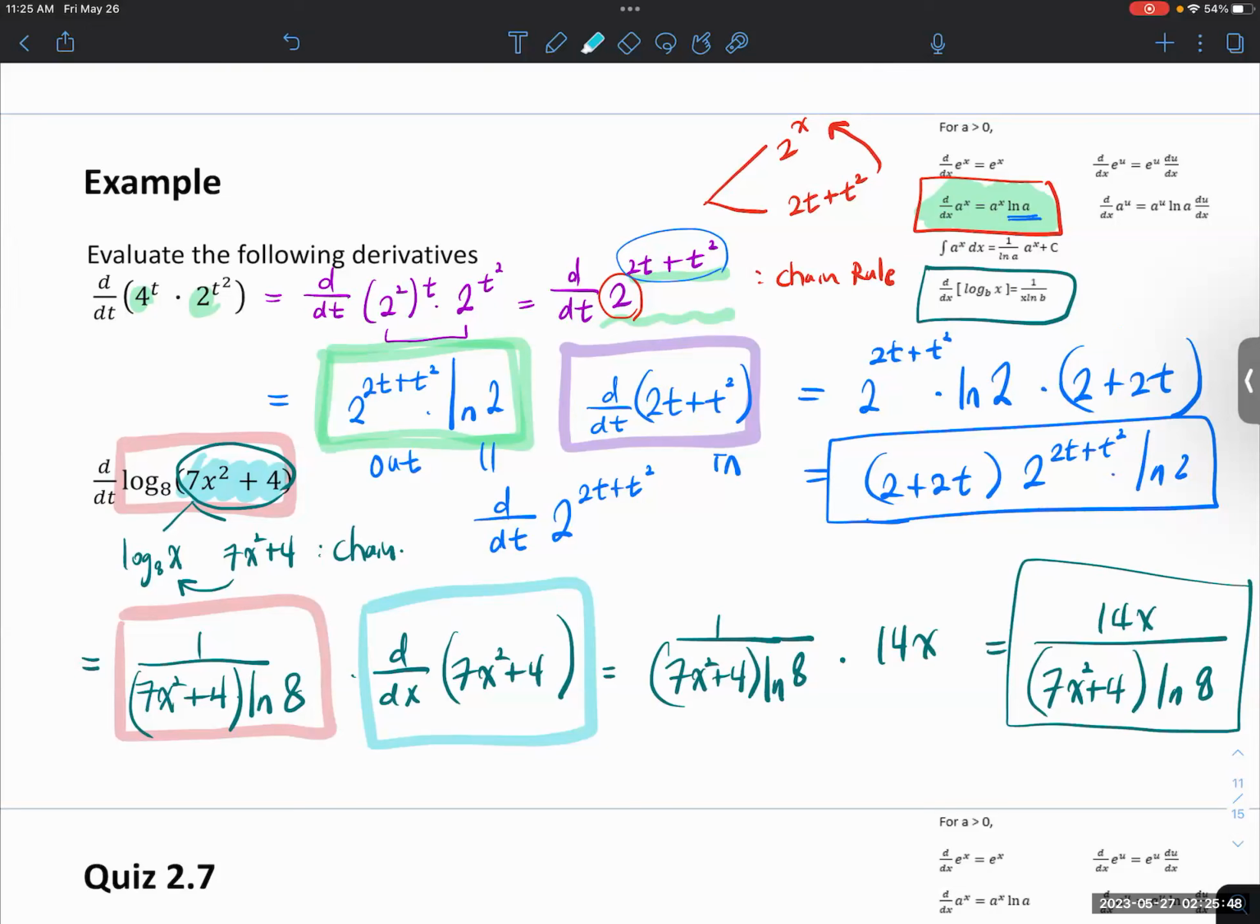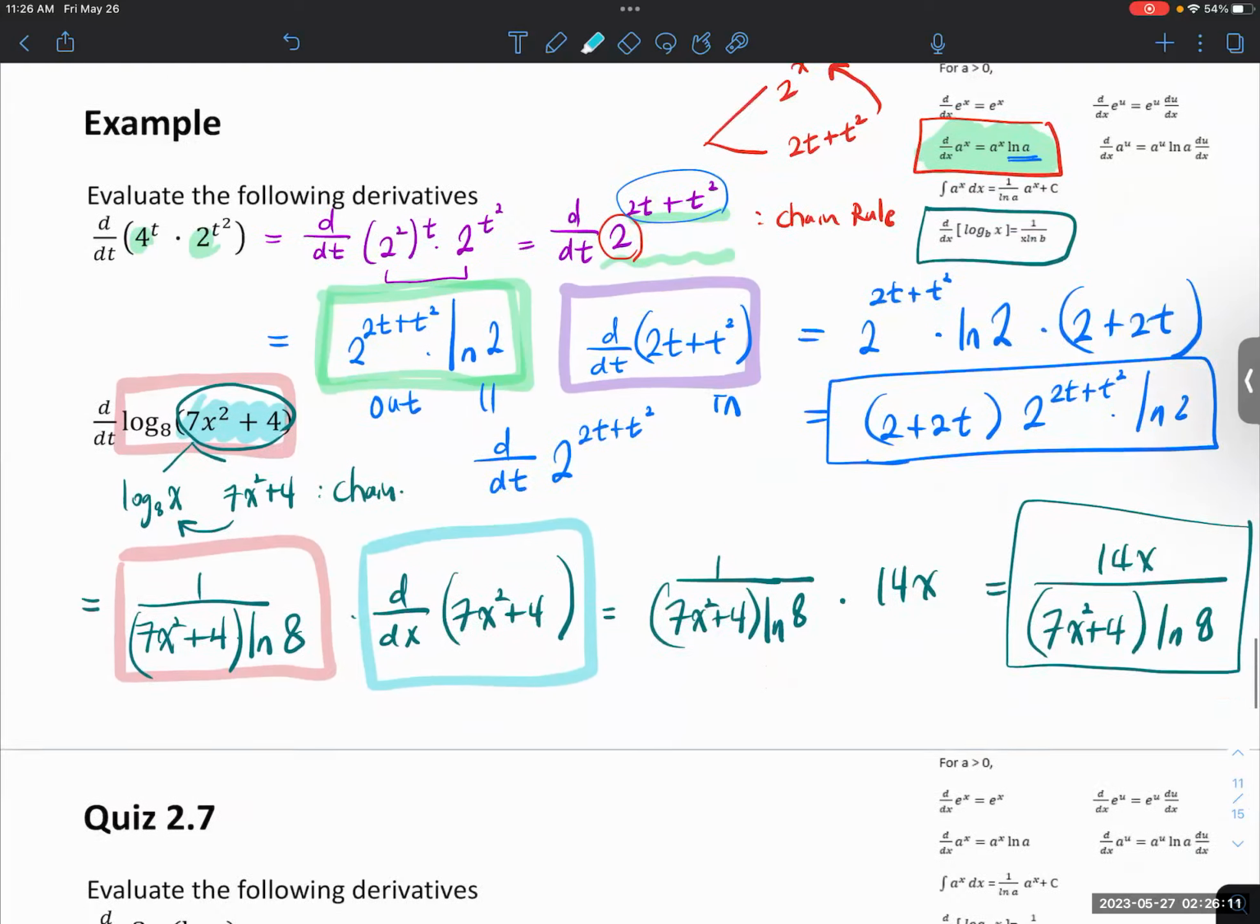Better? So that's actually 2.7. Not that complicated. 2.7 is a very, very understandable topic. You are practicing how to take the derivative and integral when you're dealing with complicated exponential and log functions. I'm going to do a couple more questions from our quiz 2.7. I want to help you guys. So let's take a look at the 2.7 quiz questions.